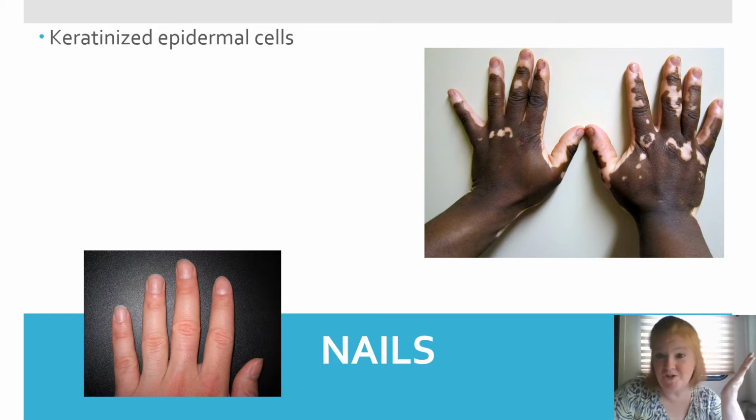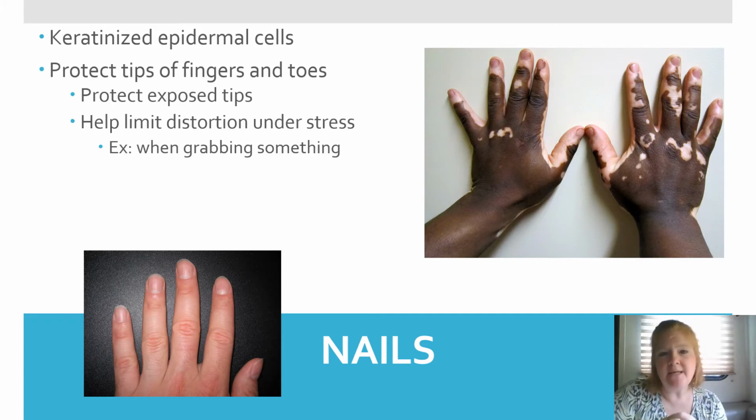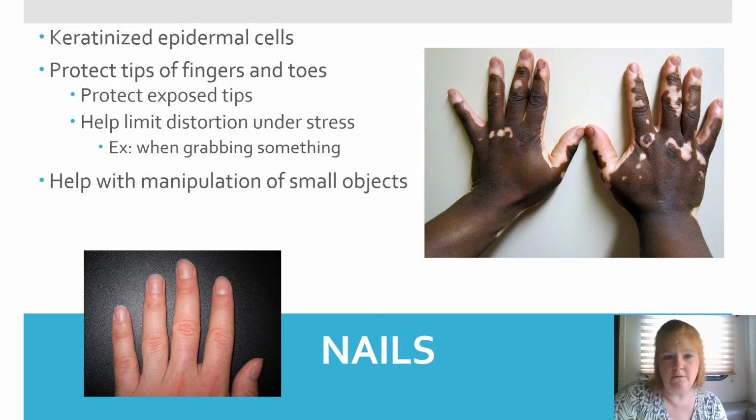Keratinized. This should sound familiar to you. Keratin in your hair, keratin in your skin, keratin in your nails. It protects the tips of our fingers and our toes, so it protects those exposed tips. So it helps limit distortion under stress. So for example, when you grab something, it helps with the manipulation of small objects, and sometimes we use our fingernails as tools.